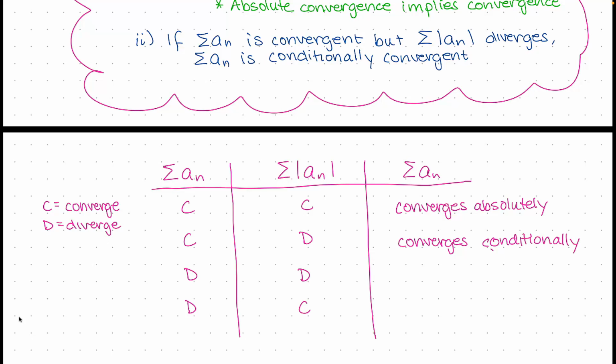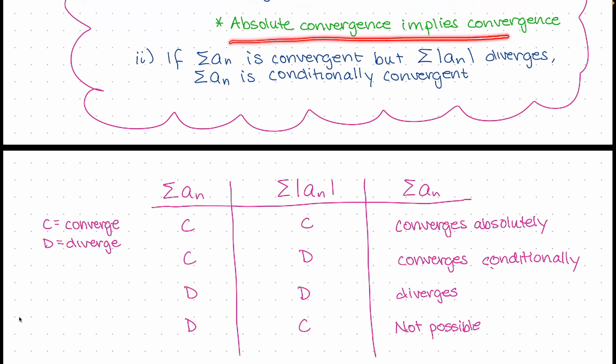What if they both diverge? Yeah, that's neither one. We just said it in the first column. The first column, it diverges. Okay, what if the first one diverges but the second one converges? It's not possible. Good. Because, remember what I have up there in green, absolute convergence implies convergence. If the summation of the absolute a sub n converges, that makes the first column have to converge. So not possible.